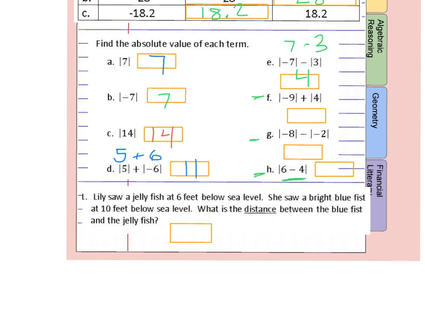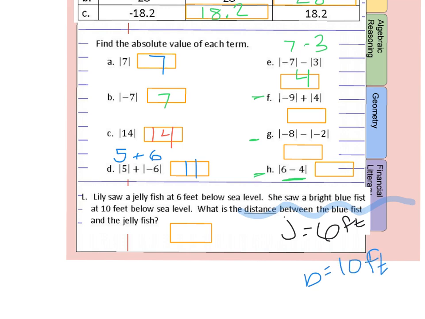Okay? In the last question here, it says, Lily saw jellyfish at 6 feet below sea level. She saw a bright blue fish at 10 feet below sea level. What is the distance between the blue fish and the jellyfish? So we're going to draw a C here. Our Jellyman is at 6 feet below sea level. And our blue man is at 10 feet below sea level.